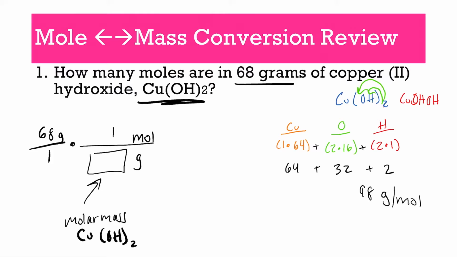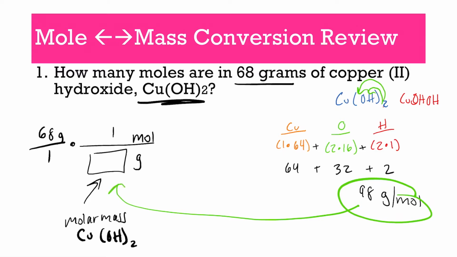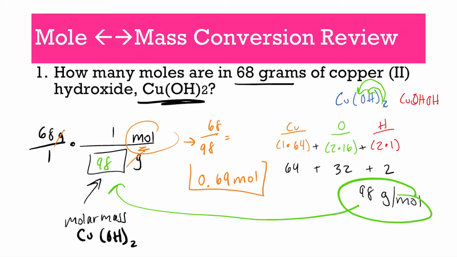Remember, molar mass, the unit was grams per mole. So in 1 mole of copper hydroxide, it is 98 grams. This 98 grams, our molar mass, gets put right in there. And again, our grams cancel out. We're looking for moles, and so we get 68 over 98. When you plug it into a calculator, you get 0.69, and our unit is going to be moles.